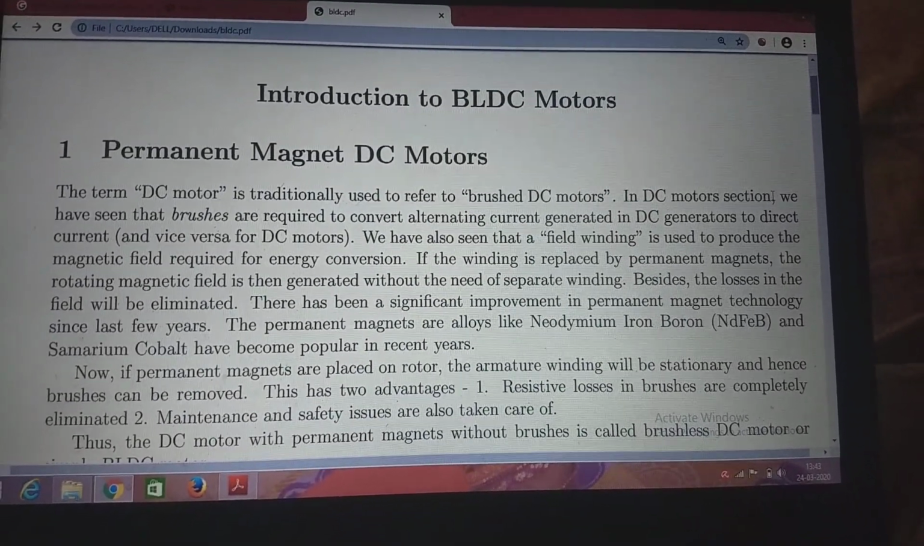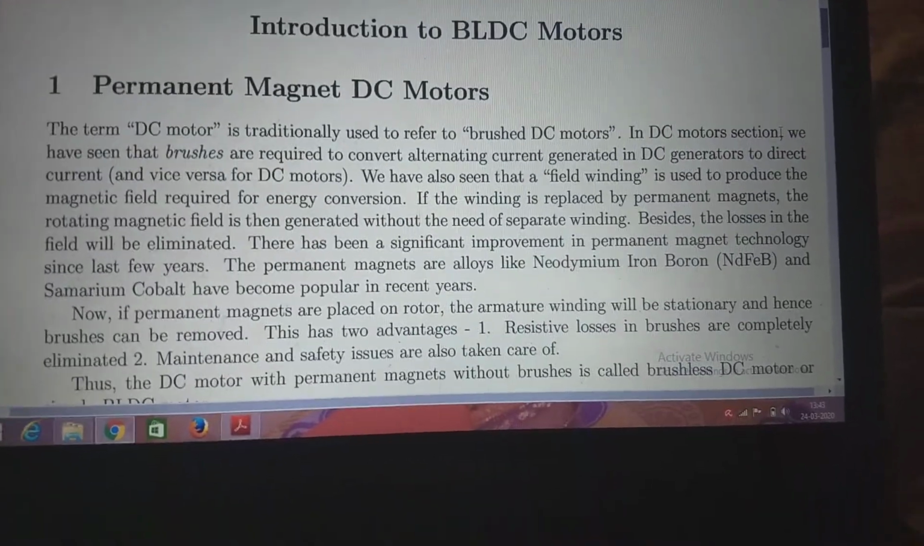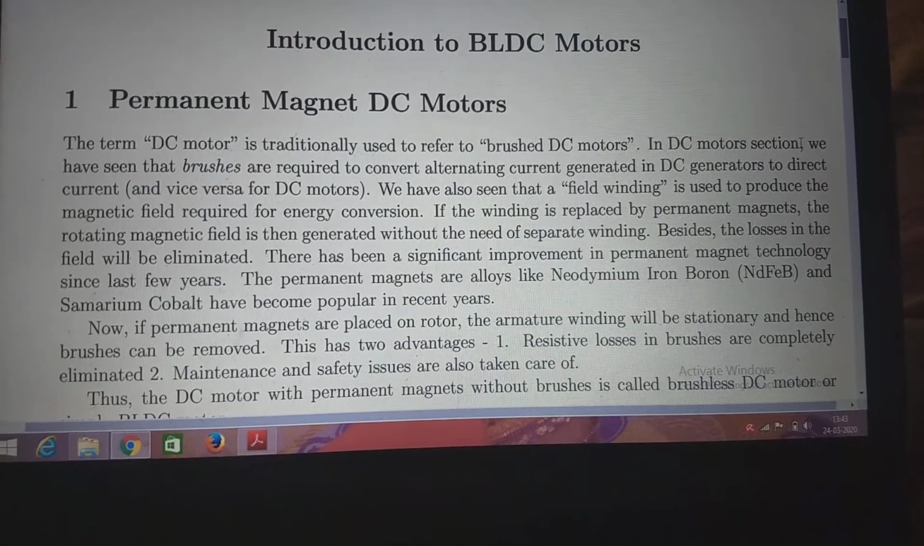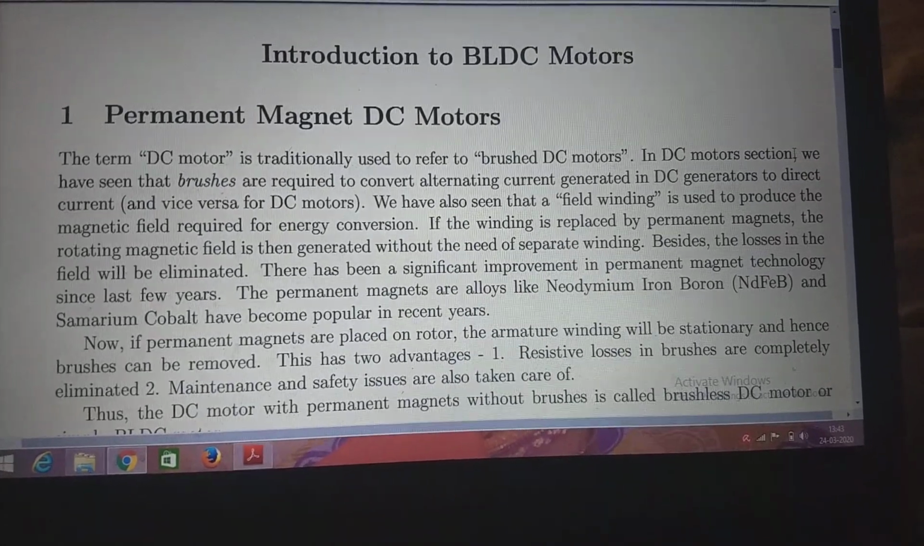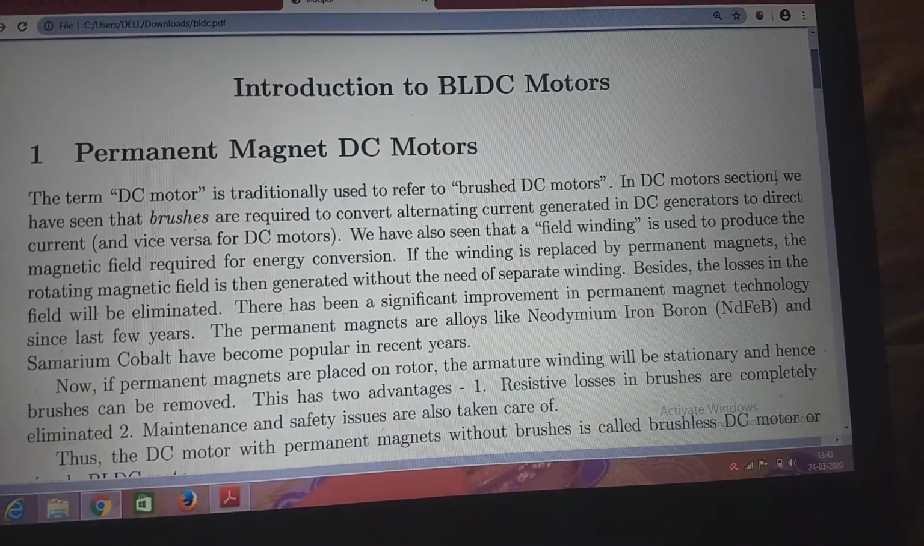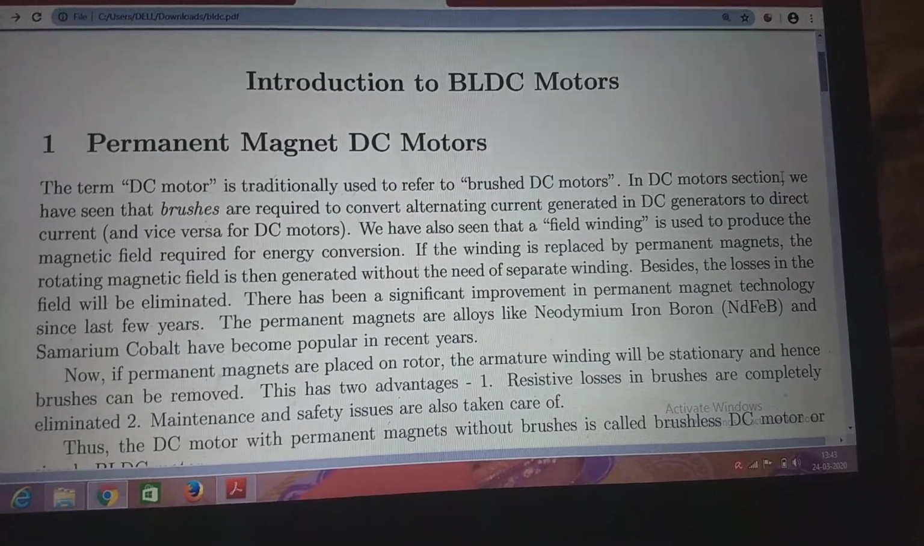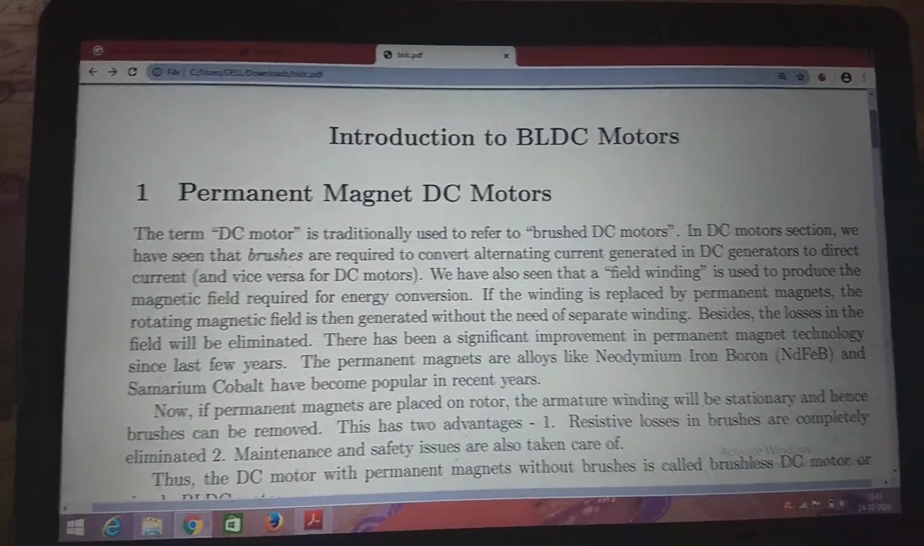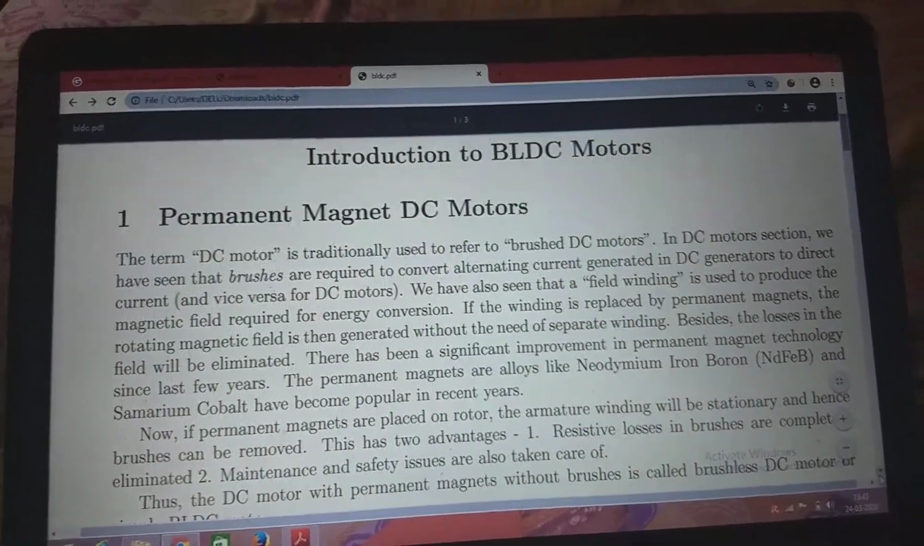So over the years many advancements have been made in BLDC motors, and which permanent magnets are used? They are alloys like neodymium iron boron or samarium cobalt, right? So these are the permanent magnets which are used in BLDC.